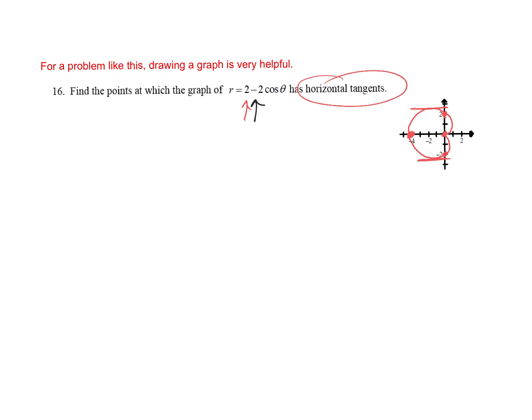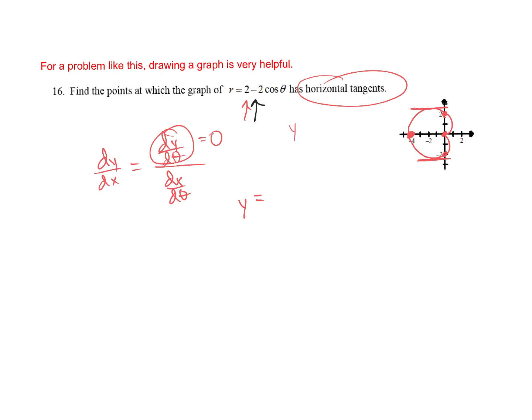So if it's horizontal, we want the top of the dy dx, which is our dy d theta, to be 0. Right? We want this part to be equal to 0. So all we have to do is do dy d theta and set it equal to 0. So I have to get y first. So what do I write for y?